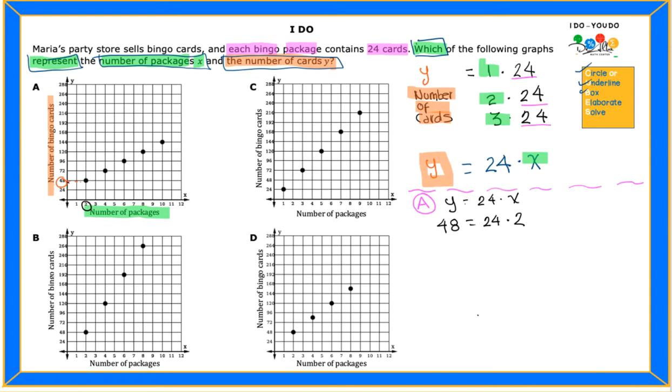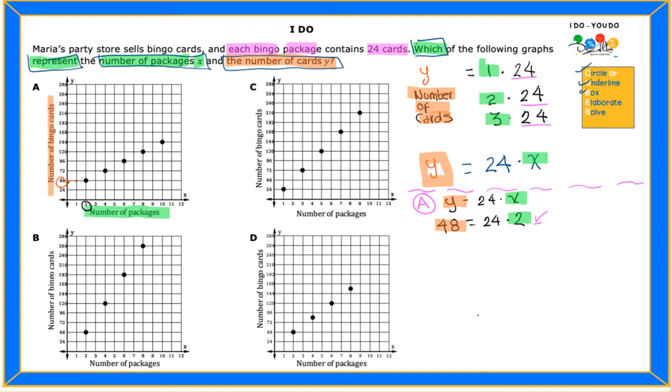And this is correct. I'm going to highlight my numbers so you can see better and track where I'm getting these numbers. This 2 comes from the X. And I know how to multiply 24 times 2, and that's 48. So this point is working so far. Great. Now we're going to do the next one.